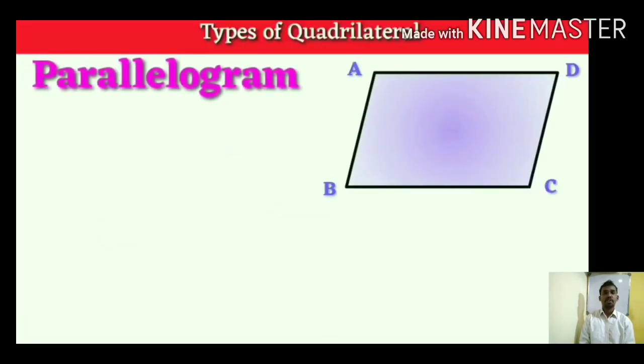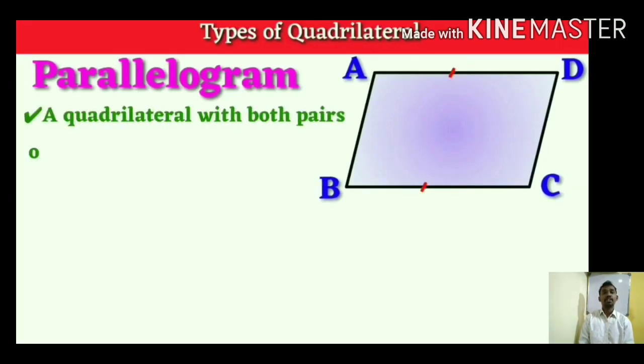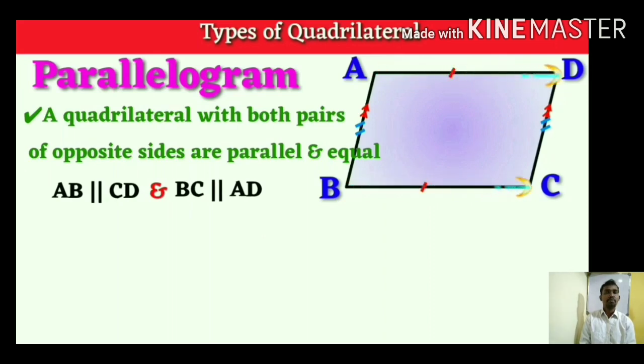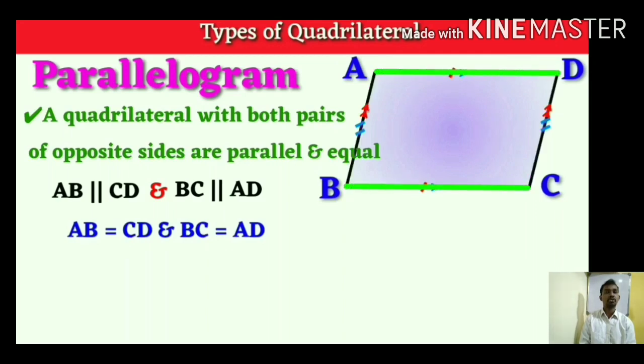First one is parallelogram. A parallelogram is a quadrilateral with both pairs of opposite sides parallel and equal. So in this one, AB is parallel to CD and BC is parallel to AD. Coming to sides, opposite sides are equal. So AB is equal to CD and BC is equal to AD.